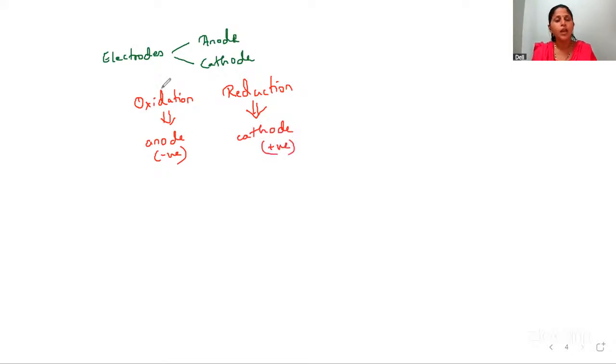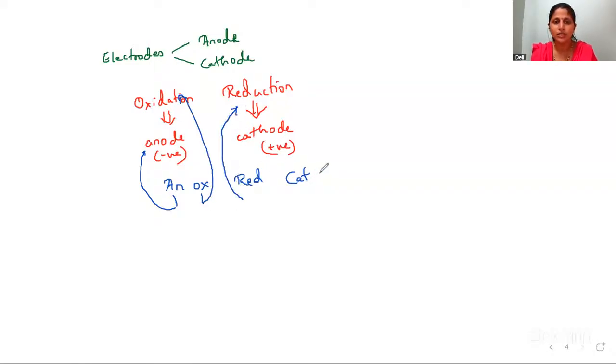Okay. Now, how to remember this? Here I have a memory tip to remember. You can remember it as an ox and a red cat. Most of the books also give this memory tip nowadays. So you can remember it like this: anox, anode oxidation. Red cat, reduction takes place at cathode. So this is a memory tip.